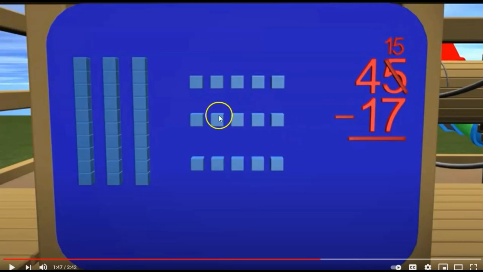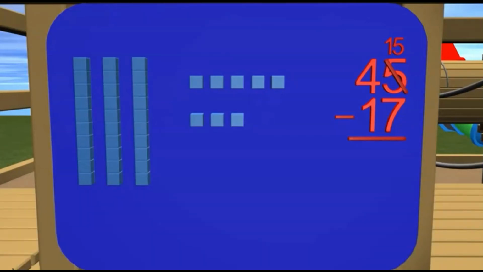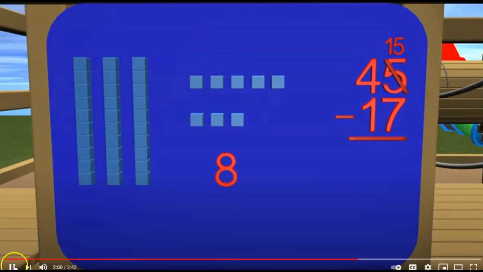So now we're ready to subtract 7, right? So let's watch what happens. Now we can take away 7. How many ones does that leave? Let's count and see. 1, 2, 3, 4, 5, 6, 7, 8. Let's put the 8 under the ones place.